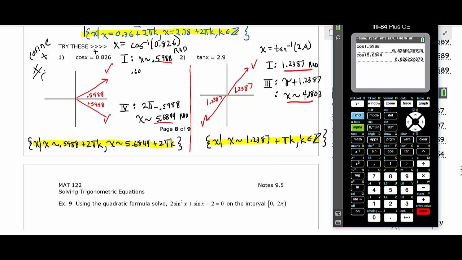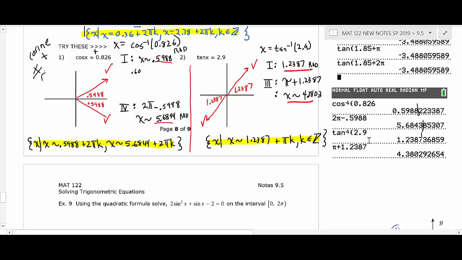And then the formula is just generating the period on this. So if you did the cosine of 0.5988 plus the 2 pi, if k was 1, you would just add 2 pi to that, and you would get about the same answer. And the same thing would happen if you did the cosine of 5.6844 radians plus 2 pi. Then you would get about the same thing. So that verifies that you're on the right track just by doing those calculations on your calculator.